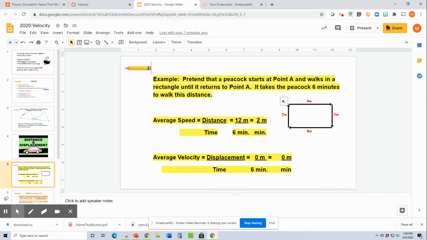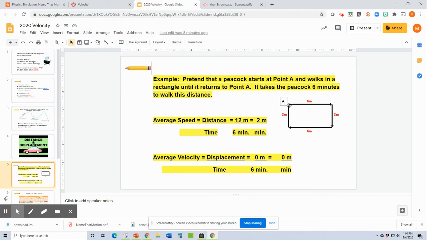rectangle. And I don't know why. My peacock is just doing that. And so off goes my peacock, 4 meters in this direction, and then 2 meters down here. And maybe, I don't know, maybe he sees some food over there. So 4 meters here, and then 2 meters back to his little peacock house.